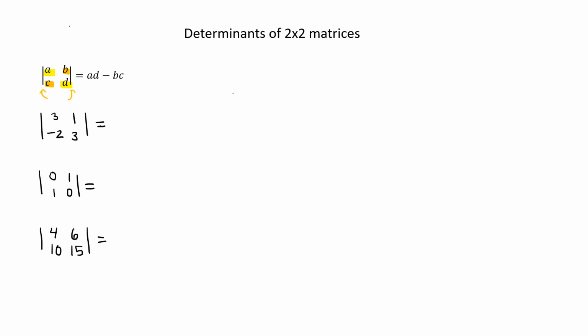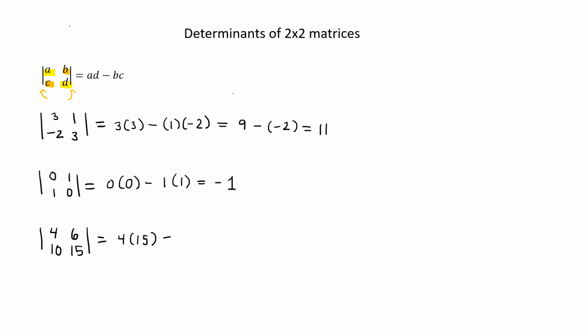In this first example, we've got 3 times 3 minus 1 times negative 2. Or 9 minus negative 2. This is 11. In this next example, we get 0 times 0 minus 1 times 1, or negative 1. And in this third example, we have 4 times 15 minus 6 times 10, which is 60 minus 60, or 0.